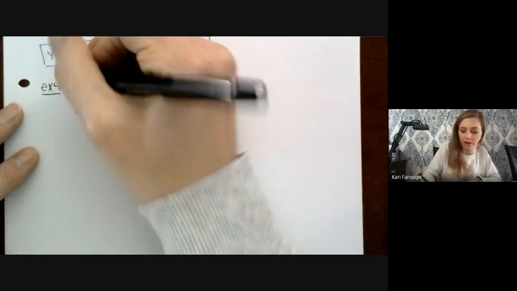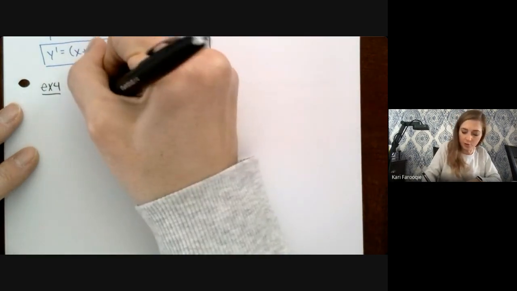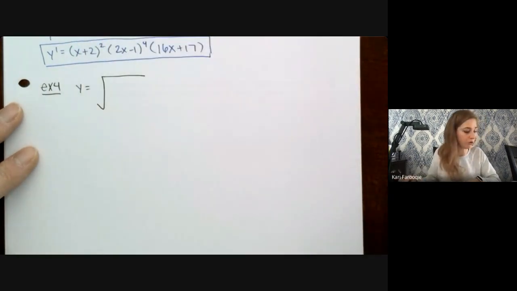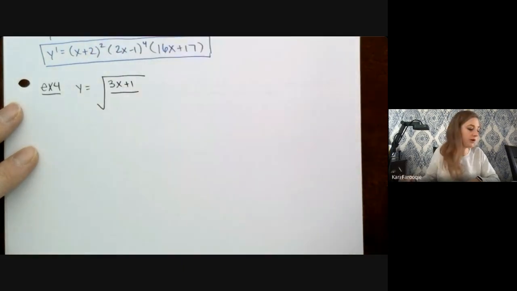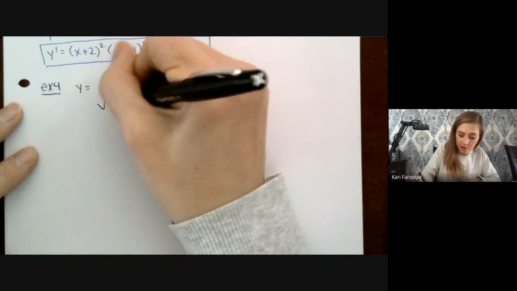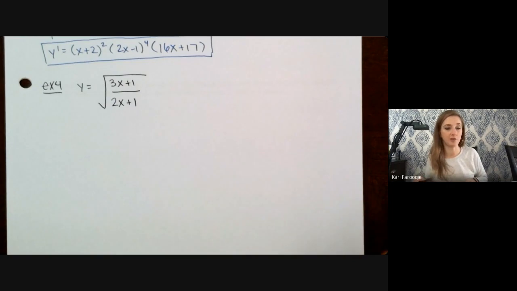This will be y equals the square root. I'm making a big square root because it's going to have a quotient under it. In the numerator, 3x plus 1. In the denominator, 2x plus 1. This is going to be one of those problems where the simplifying is harder than the derivative itself.